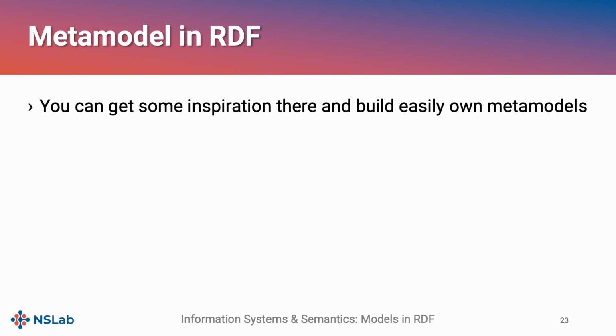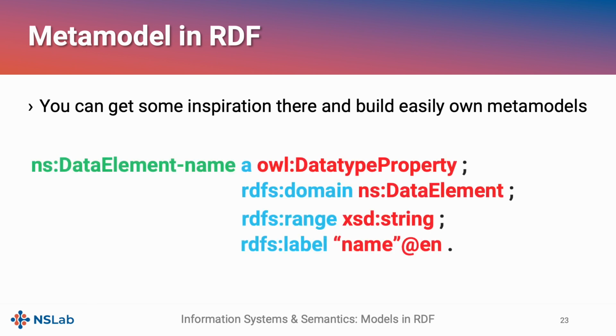We can also define some property. For example, each data element, instances of this data element class that we defined, needs to have some name. So we could define a datatype property like this, and then a datatype property means that the values, or the objects, when this is used as a predicate, will be of some datatype, so those will be literals. And then we can state here the domain, so you can use this property for data elements, and the objects will be strings, and then this property has some label, name.